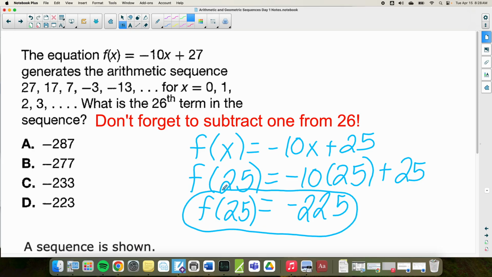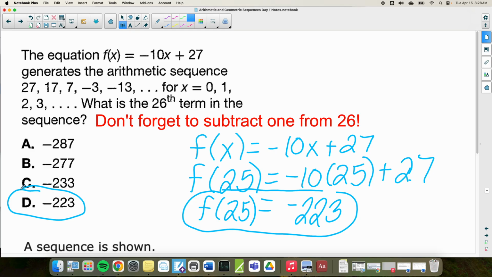Okay, so it's plus 27. Oh, I'm sorry. I just copied this down wrong, sorry. Okay, let's try that again. So this should be a 7. So that's -250 plus 27, which would be -223, which is right here.